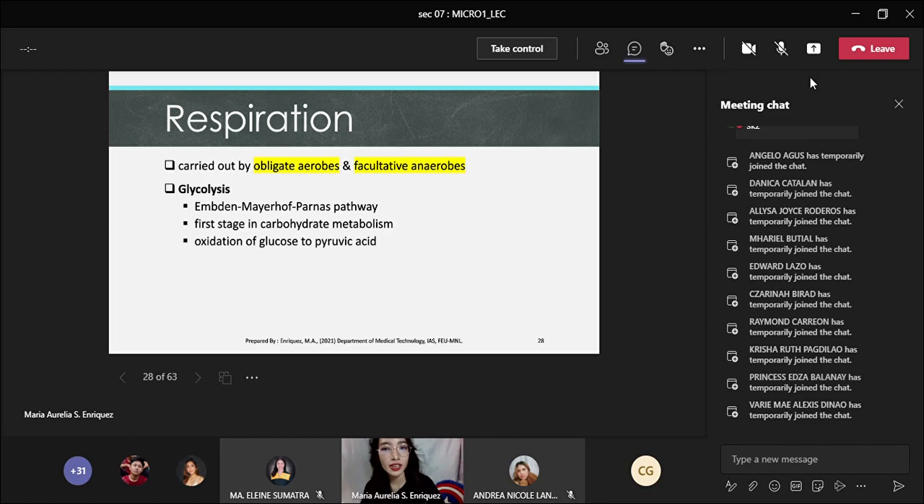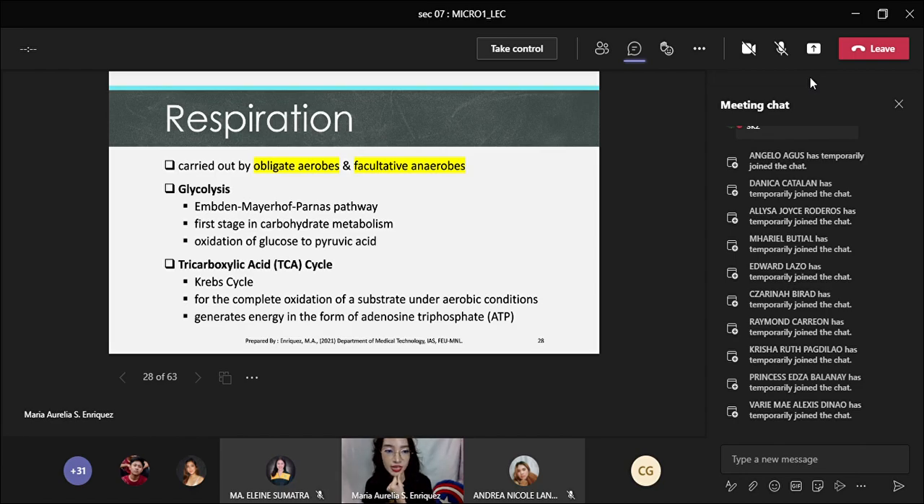So glycolysis, also known as the Embden-Meyerhoff-Parnas pathway, this is the first stage in carbohydrate metabolism, and this is the major route of glucose metabolism in most cells. So hindi lang po ito para sa mga bacteria. So during the process of glycolysis, glucose is oxidized to pyruvic acid.